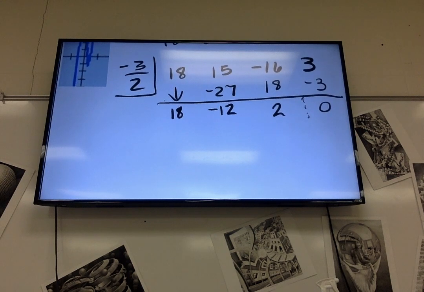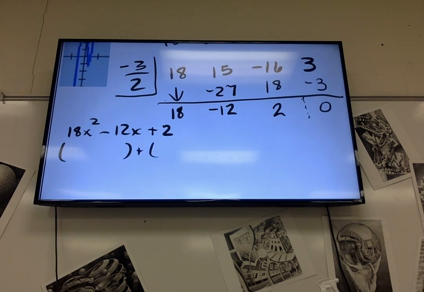So negative 3 over 2. So that's 1.5, negative 1.5. So I have 18x squared minus 12x plus 2. So find the other ones. 18x squared plus 2 on the end. Multiply those two together. 36x squared. Two numbers that multiply to give me 36, but add to give me negative 12. 6 and 6. Yeah. And they both got to be negative.